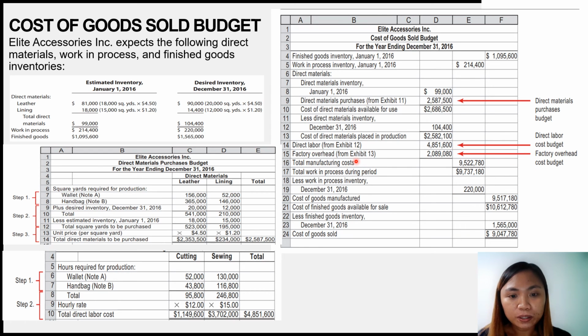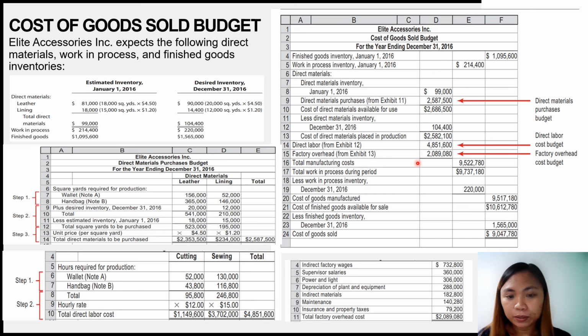And the third manufacturing cost is the factory overhead amounting to $2,089,080. So just as what was provided earlier in the factory overhead cost budget. So the total of these three manufacturing costs is 9,522,780. And then add the work in process beginning. So that would equal to the total work in process during period of 9,737,180 less the work in process ending of 220,000.